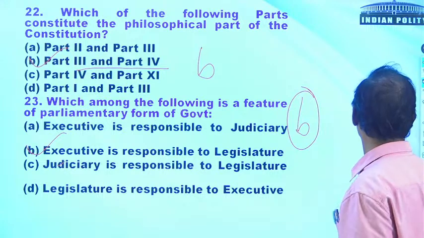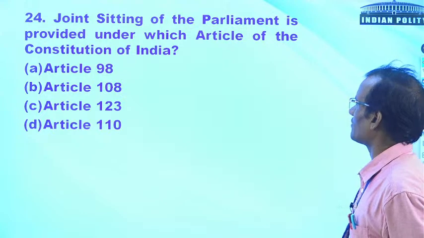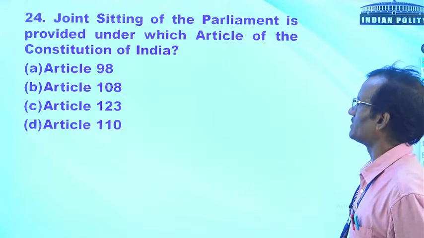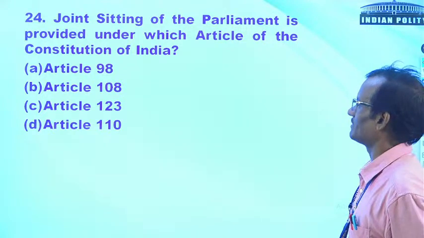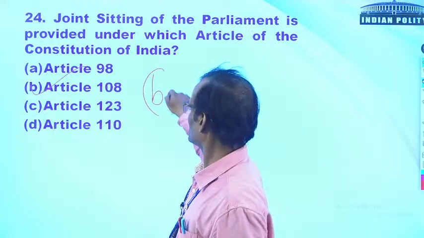So 23. 24: Joint sitting of Parliament is provided under which article of the Indian Constitution? 108. We have borrowed it from the Australian Constitution. So B.